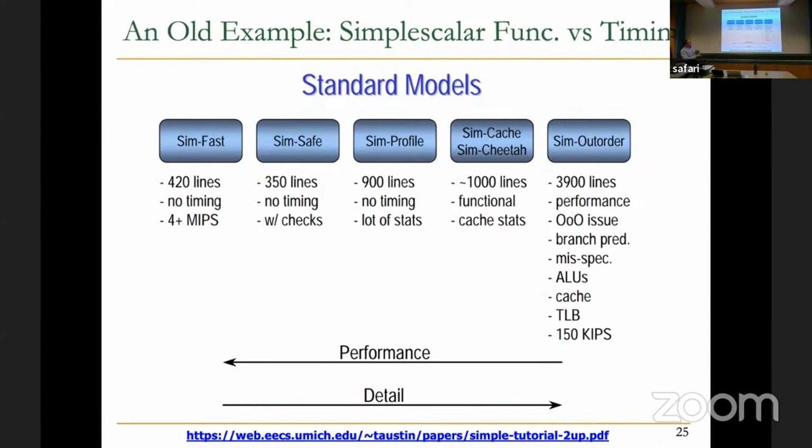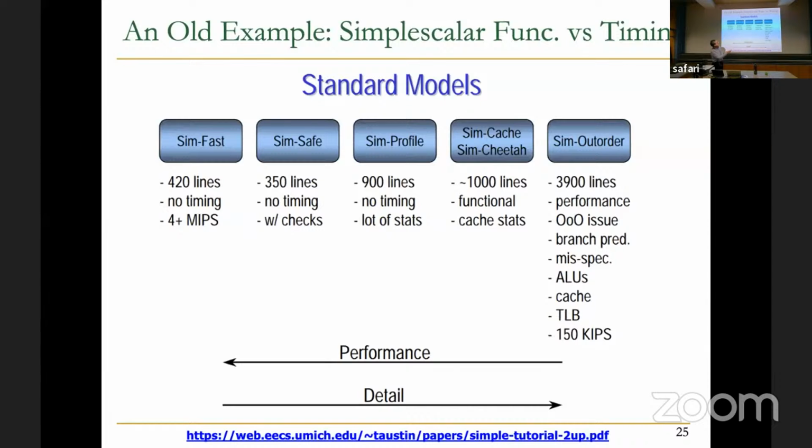So basically, this is an example of functional. For example, you can see that there's a fast simulator that's only 420 lines of code, no timing, and it can, this is old stuff, do 4+ million instructions per second. So it can be a very fast non-timing functional simulator. There's another simulator over here with some checking, etc. But basically, you can see that simulators can get complicated. Even functional simulators can get complex.